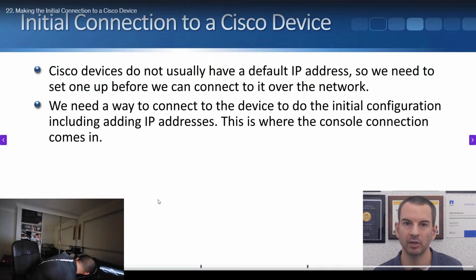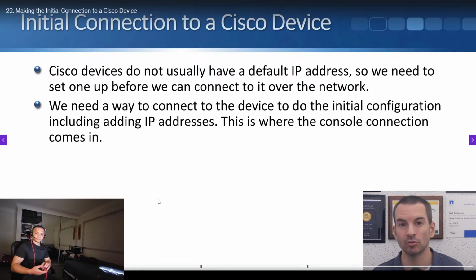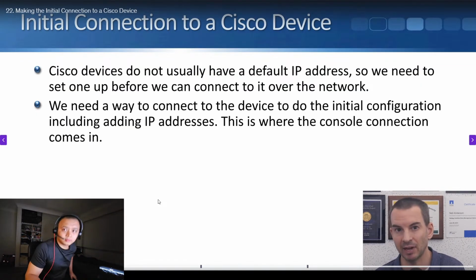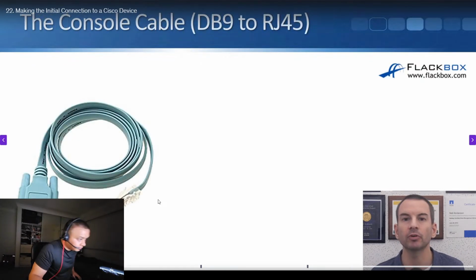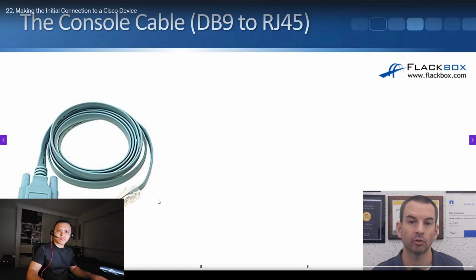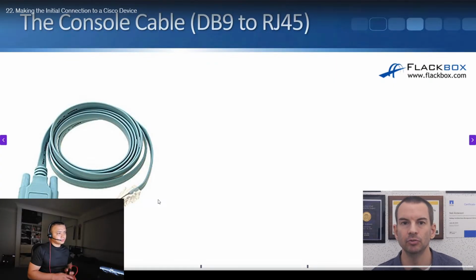So with the console connection, we can directly connect to the device at a lower level below IP, get onto the command line there, and do the initial configuration, including adding the IP address. Once we've done that, we'll be able to connect to it over the network. For that initial direct connection, you connect to the console port on the router or switch. I'll show you that in a second. And you use a console cable to do it, which comes in the box with your device.